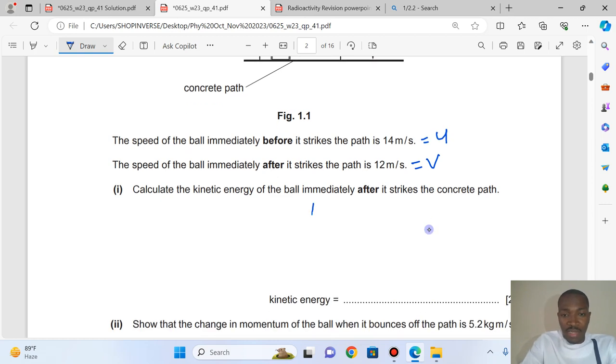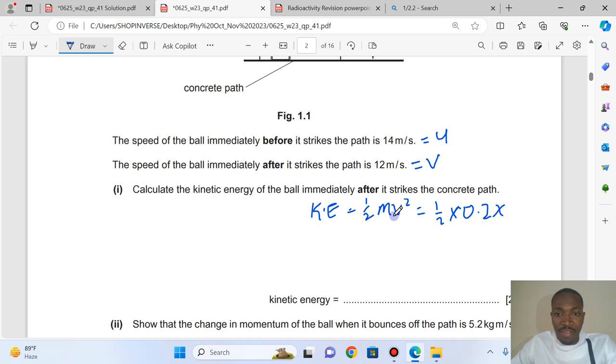Okay, kinetic energy equals half mv squared. So we have half multiplied by the mass of the ball, 0.2 kilogram, as we saw in the previous question, and the velocity of the ball after striking the path, which is 12. So we have 12 squared, because in half mv squared, v is 12 squared.